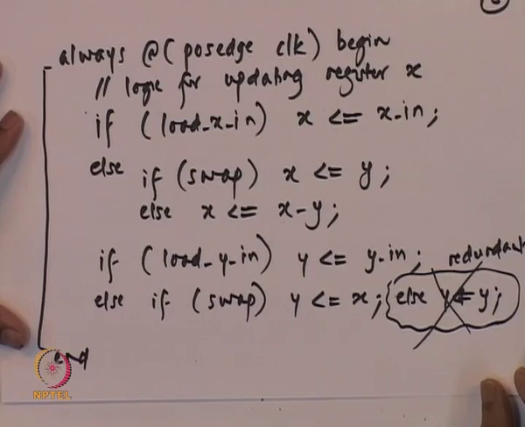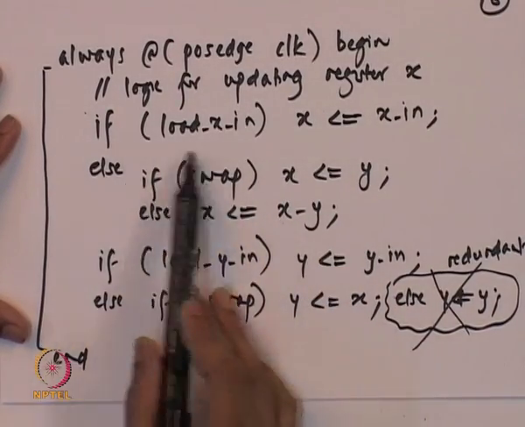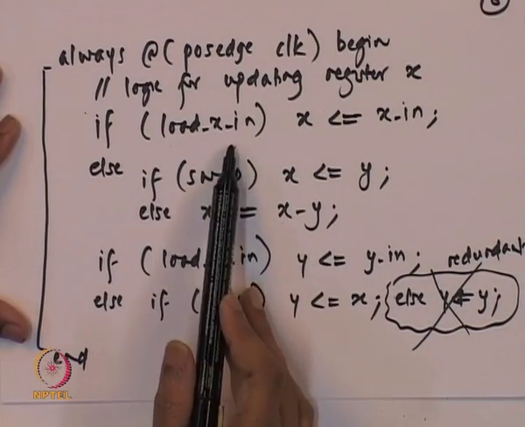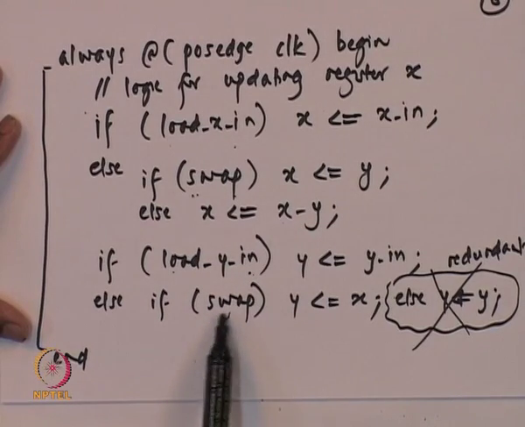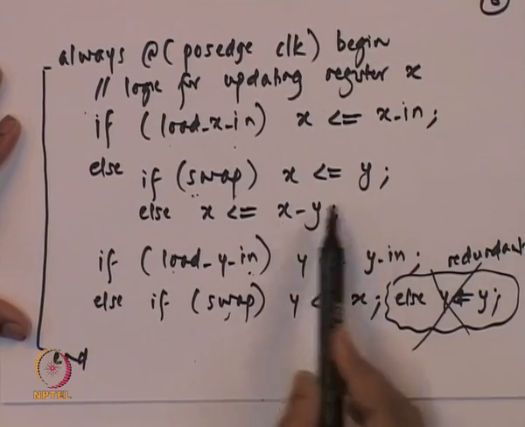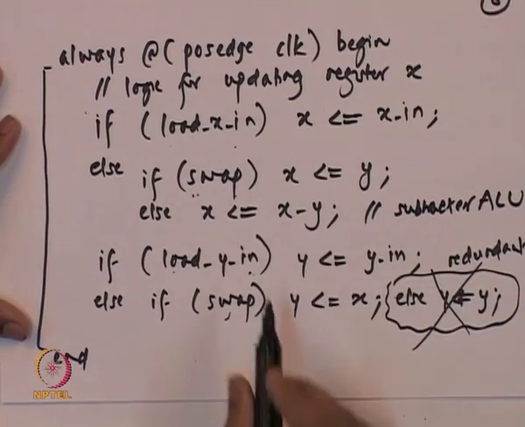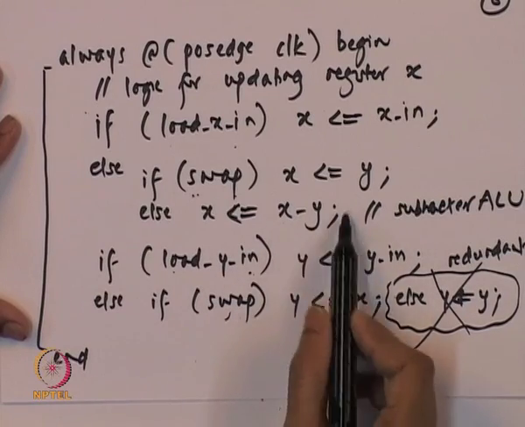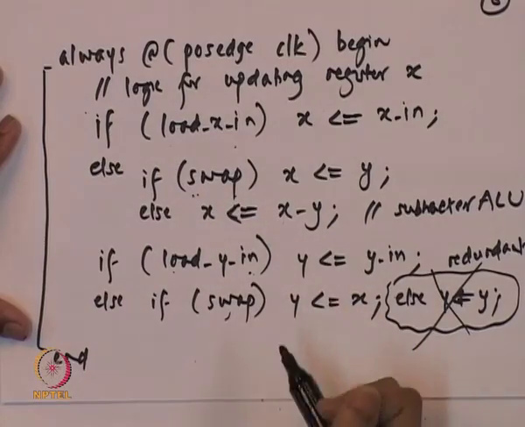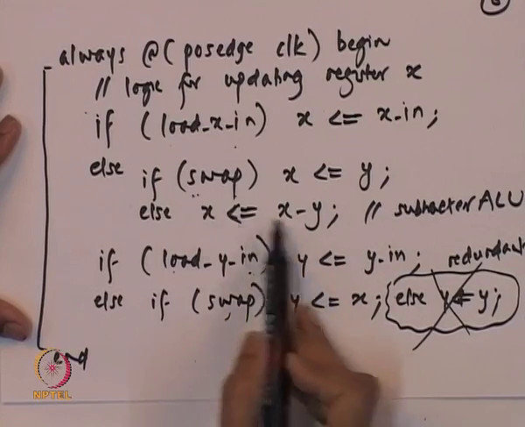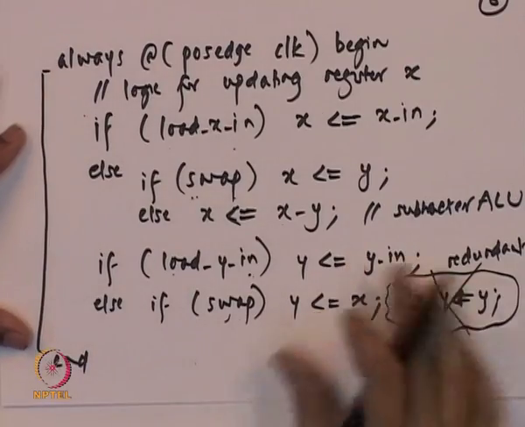So, try and connect it up with multiplexers and the arithmetic logic unit; the multiplexers are implied by these if else statements. So, there will be a multiplexer with the control input load x in, a multiplexer with the select input swap, a multiplexer with select input load y in, and another multiplexer with again swap as the select input. Then there is this subtractor ALU. In this behavioral statement, it is implicit that we are making use of the subtractor data path component, and the result of that is to be routed to x using the appropriate multiplexer input. So, if swap is 0, then the result of the subtractor, x minus y, is going to be routed to x. So, the Verilog synthesizer is going to map this to a major portion of the data path that we just drew.